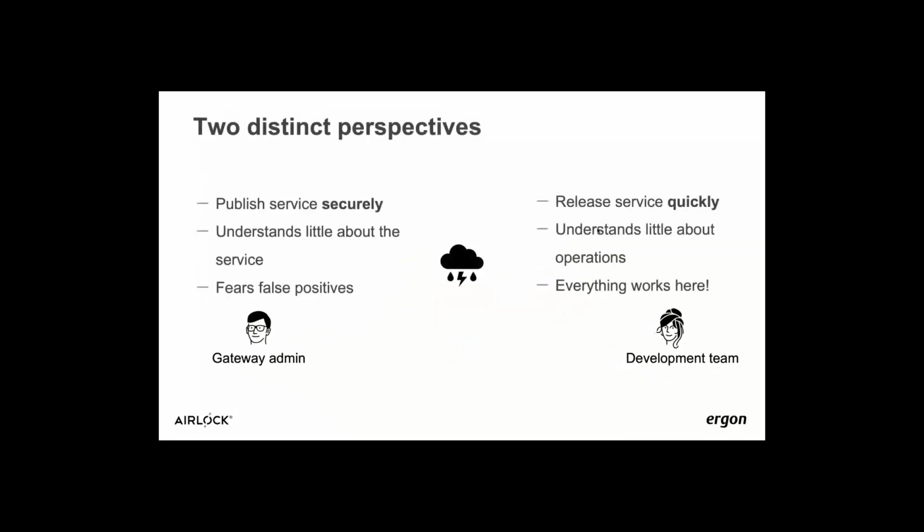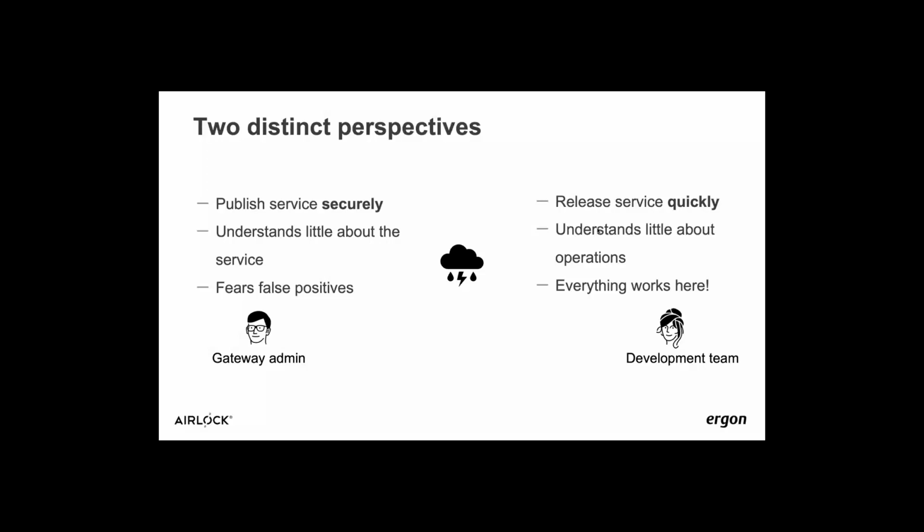What now actually causes problems is that these two people, the administrator and the developer, have different perspectives on how to deliver a service. The administrator is typically interested in publishing a service securely. He understands little about the domain of the service, and he's afraid of false positives. If the gateway blocks a certain type of request, he's not capable of saying whether that's a true or a false positive, because he doesn't understand the business of the service.